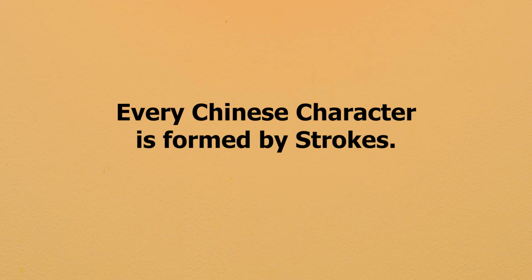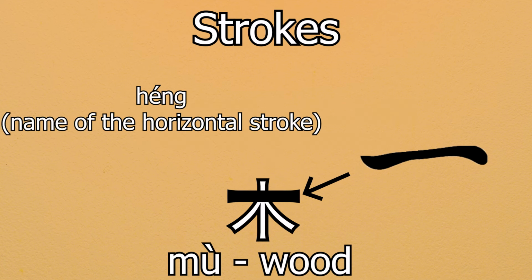And every single Chinese character is formed by strokes. So Chinese characters are formed by strokes. Let's see this character, for example, mu, which actually means wood. This character has 4 strokes. The one horizontal that you see in black is called heng. Heng is the name of the horizontal stroke.